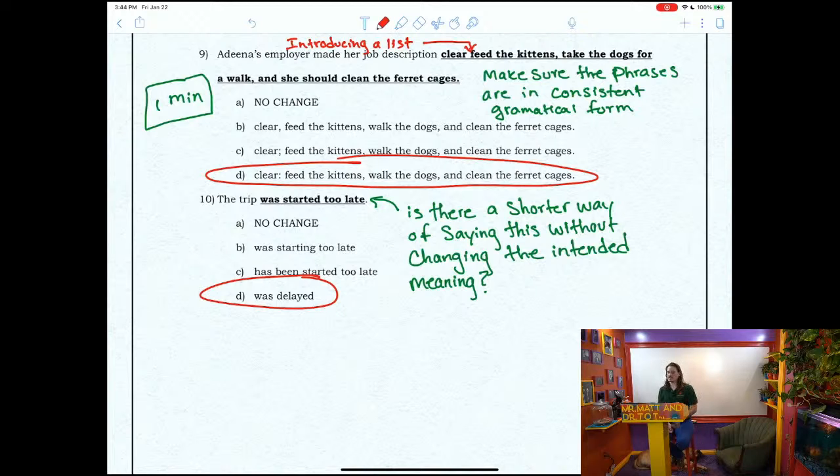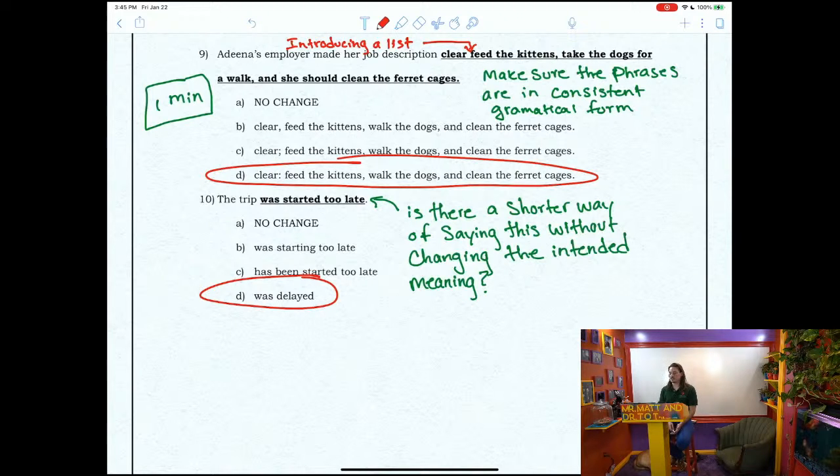Okay, so for number 9, Adina's employer made her job description clear. Feed the kittens, take the dogs for a walk, and she should clean the ferret cages. So we need to make sure that these items are in consistent form, but these items are also obviously a list of items. So that word clear is coming before a list, so we also want to introduce the list with the correct punctuation. We know that a colon introduces a list, and then also we want to make sure each item is consistent in its grammatical form.